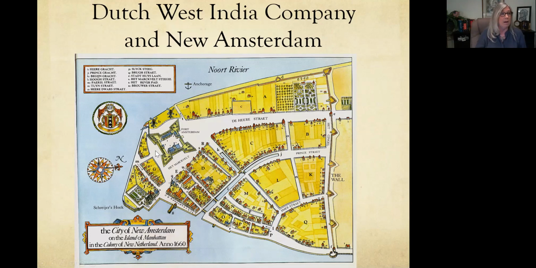If you've ever gone on the ferry boat that goes out from Manhattan to the Statue of Liberty and to Ellis Island, you left from this part of Manhattan Island, and you saw the remnants of the old fortification right here along the coastline of Manhattan Island.